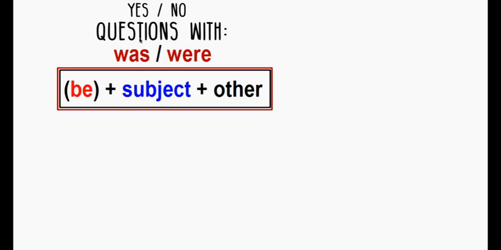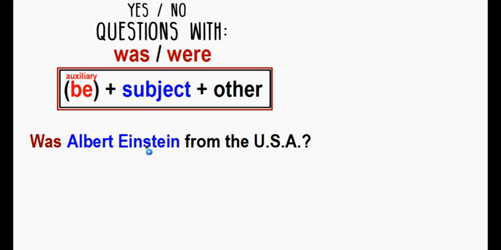Yes and no questions with was and were. Remember, in English, when we use a question, we always start with an auxiliary verb, and then the subject, and then the other part of the question. So, using was and were in the past tense, we have a question like this. Was Albert Einstein from the USA?